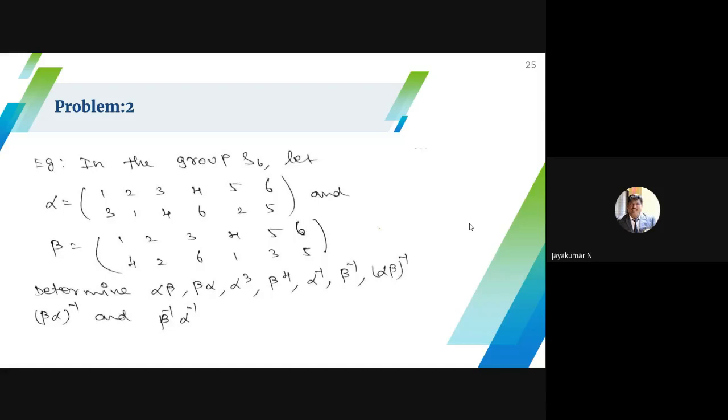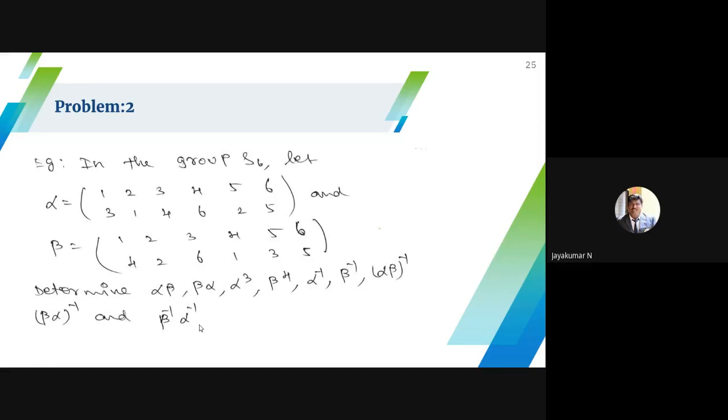This is another problem. In group S6, S6 means the set with the elements 1, 2, 3, 4, 5, 6. In S6, they give only two elements, alpha and beta. You have to determine alpha beta, beta alpha, alpha cube, beta power 4, alpha inverse, beta inverse, alpha beta whole inverse, beta alpha whole inverse, and beta inverse into alpha inverse. You have to find all the things. This is also another 8 marks.